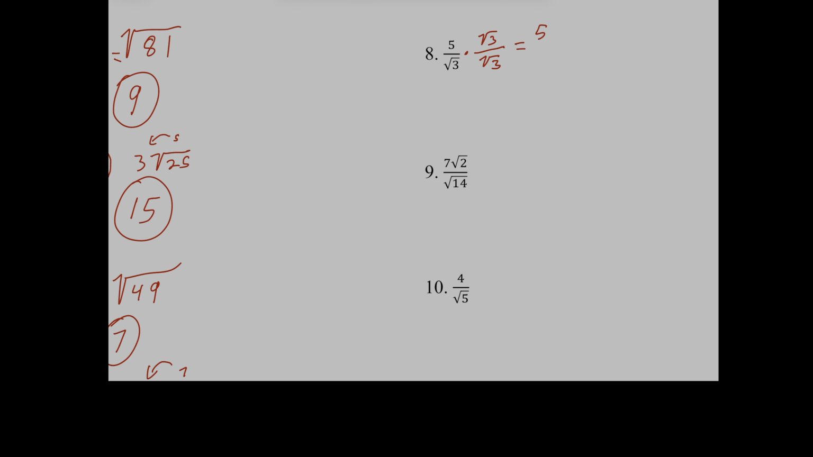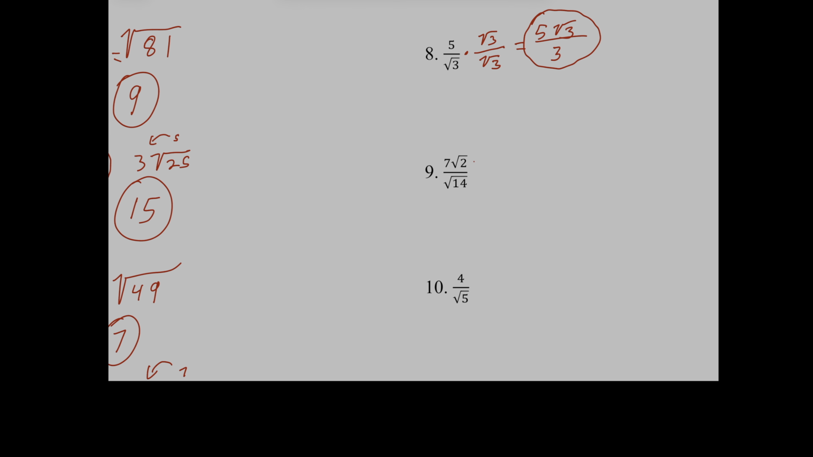5 times root 3 is 5 root 3. Root 3 times root 3 is root 9. Root 9 is normal everyday 3. Okay, so you multiply by itself because that's how you get it outside the square root. Now, don't do anything with the root 3 and the 3 right here. Okay, leave that alone. One's an innie, one's an outie. They don't touch. They don't mix. Same thing here, 9. See that 7 and the 14? They don't mix. Don't mess with it, okay?